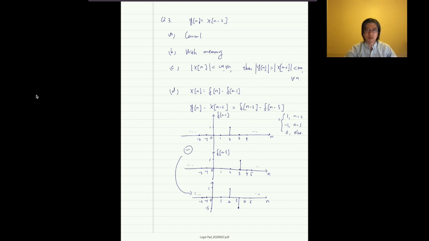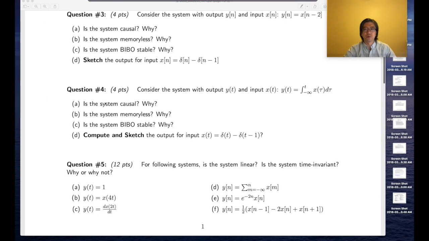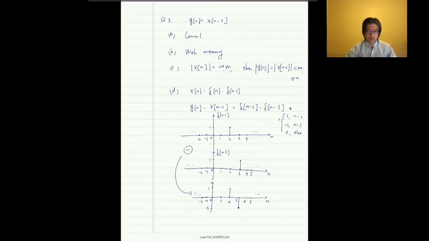Next, let's see our problem number 4. So this problem is very similar to the previous two problems. The only difference is that now our output is the integral of our input up to time t, right? Okay, so now let's see our question number 4.